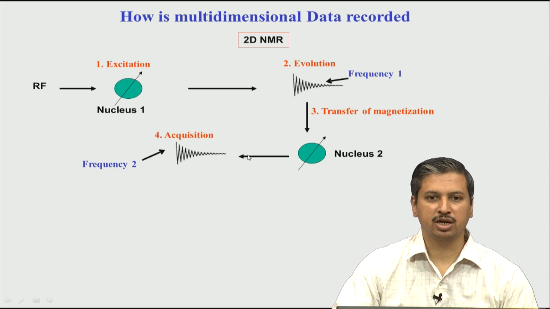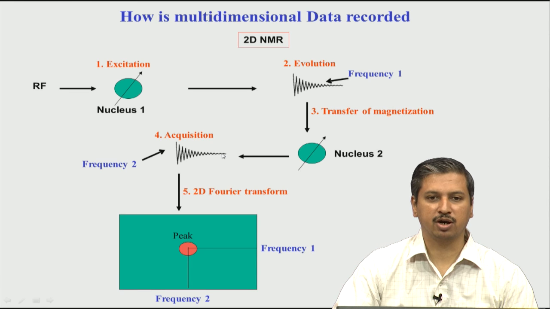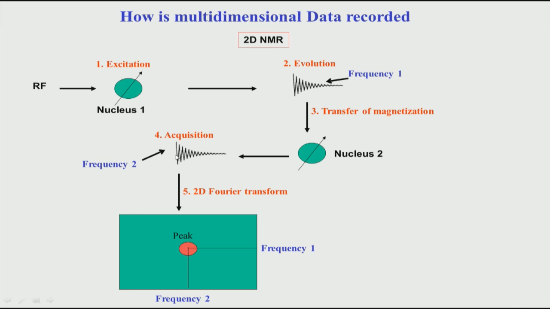So, mathematically we will see this a little bit later, but the idea here is that we are not directly detecting the FID here, we are indirectly transferring that to this one and then detecting this FID and doing a Fourier transform. So, when we do a Fourier transform now, we will not do a simple 1D Fourier transform like we did in 1D NMR, we will do a 2 dimensional Fourier transform. Why? Because this is also one time domain. So, when it was evolving it was also time, and then here also it is time.